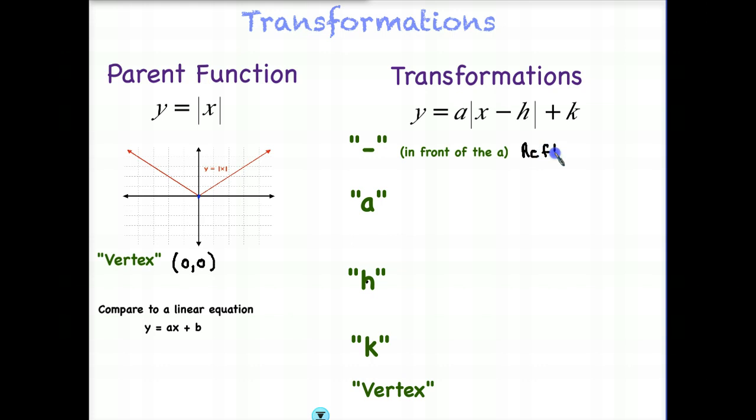Now one thing that I want you to write with these types of transformations, not just that it's a reflection, but what kind of reflection is it? And I'll show you on a graph. If you have a negative here in front of the a, this entire graph will reflect over the x-axis. So picture a mirror right here along the x-axis, and then take this V and reflect it over, flip it over. So this is a reflection over the x-axis.